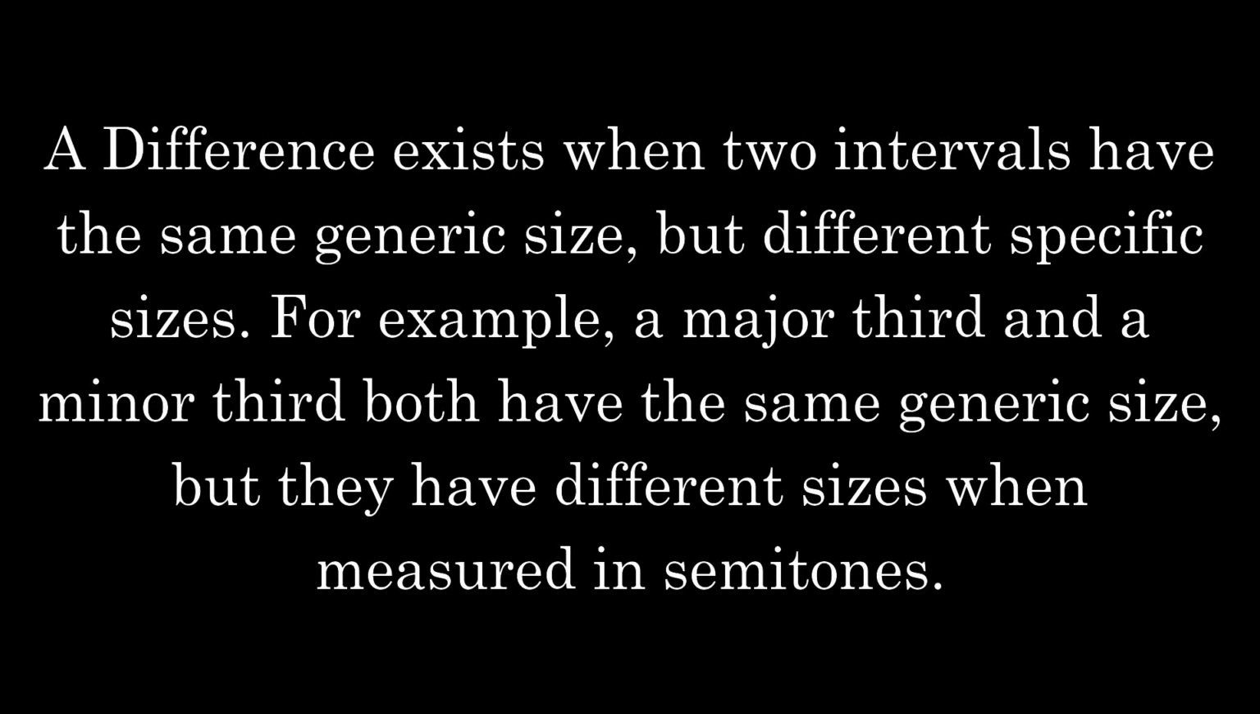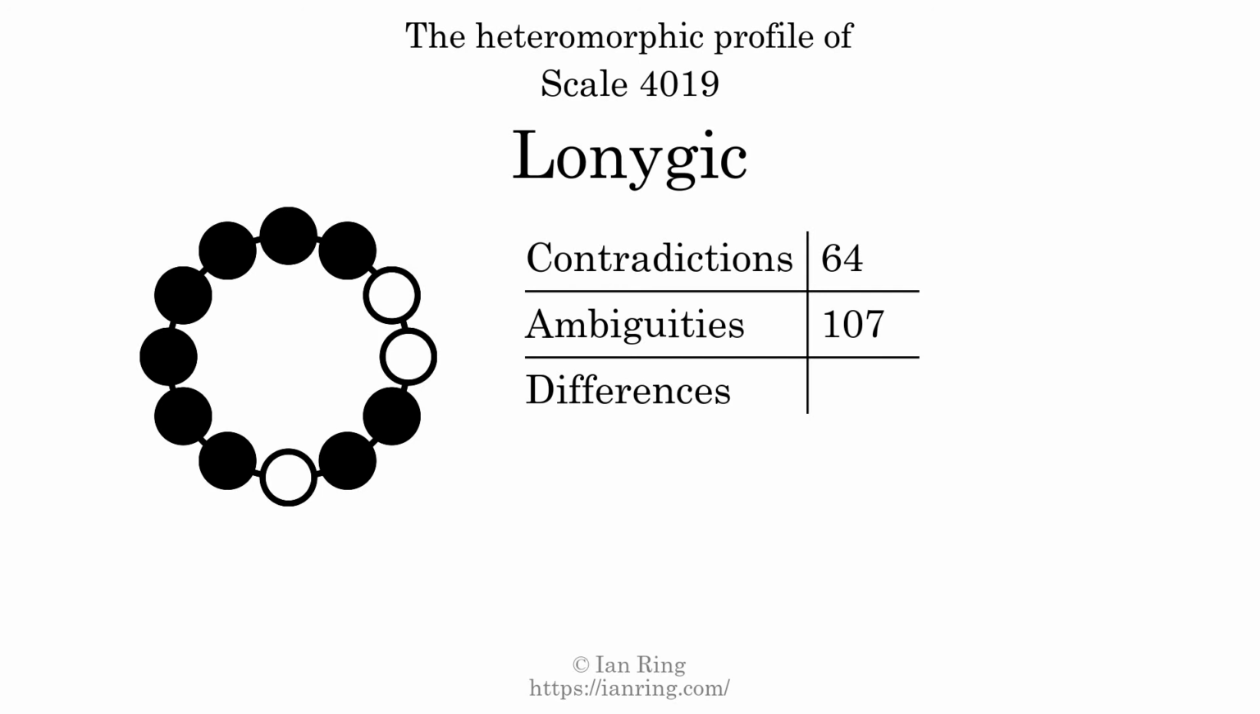A difference exists when two intervals have the same generic size, but different specific sizes. For example, a major third and a minor third both have the same generic size, but they have different sizes when measured in semitones. The number of differences in this scale is 194.